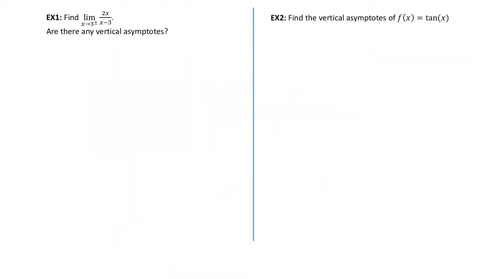Example 1 is asking us to find two things. First, to find the limit as x approaches 3 from the right and from the left of this rational function. And then it's asking us to determine if there are any vertical asymptotes. Well, let's talk about vertical asymptotes. Remember that in order for a vertical line to be declared a vertical asymptote, as x approaches the line, let's say a, from the left and from the right, the y values of the function have to exhibit some sort of infinite behavior. The y values have to go towards positive or negative infinity.